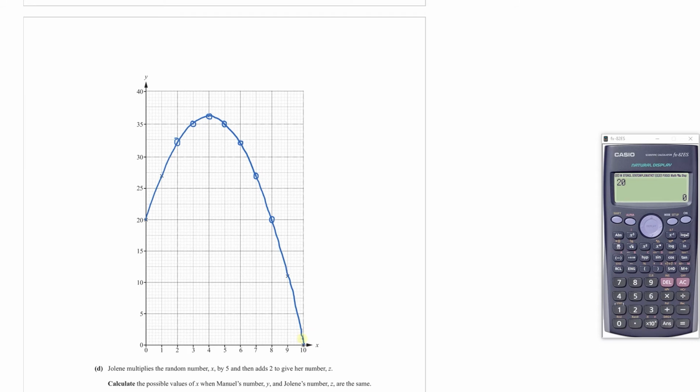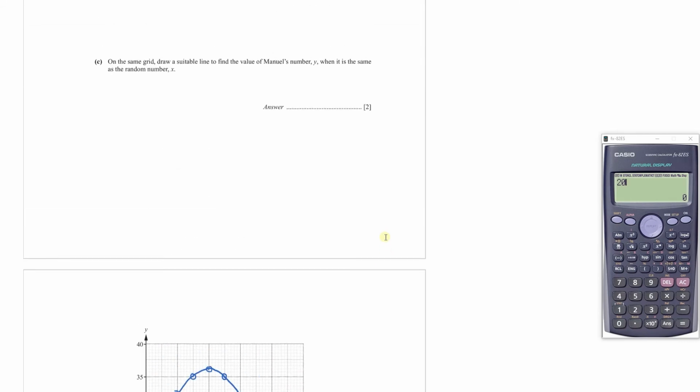Somewhat like this. I messed it up a little bit at the end, but you get the idea. So this will be your graph.